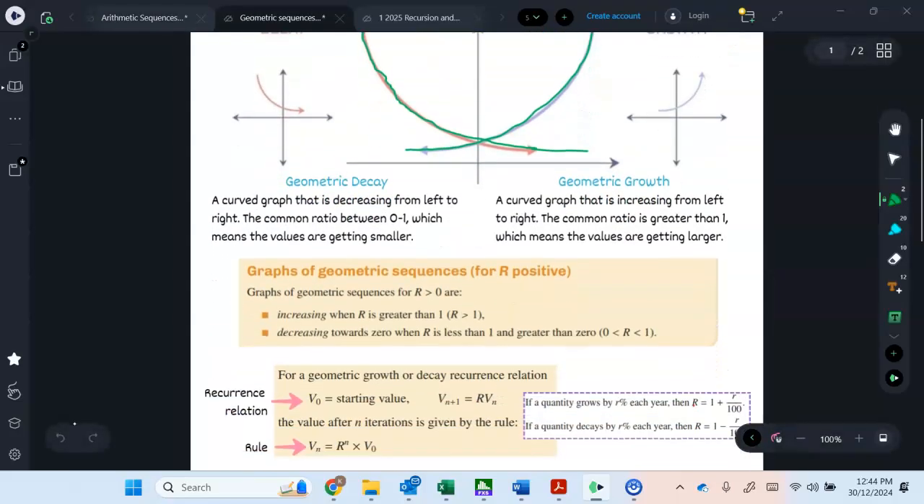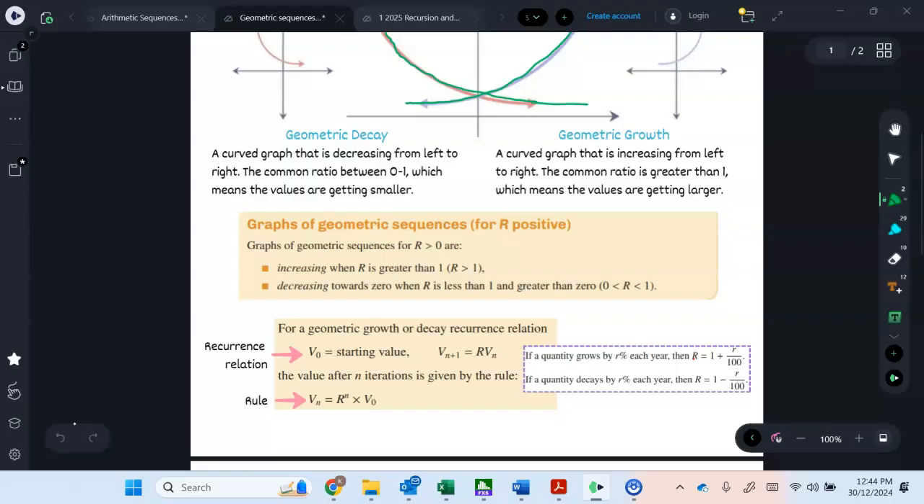So here, this is just for your graphs. It's increasing when your common ratio is greater than 1, decreasing when it's between 0 and 1. Now, if it was less than 0, so if it was negative, you're actually going to end up with a zigzaggy graph.